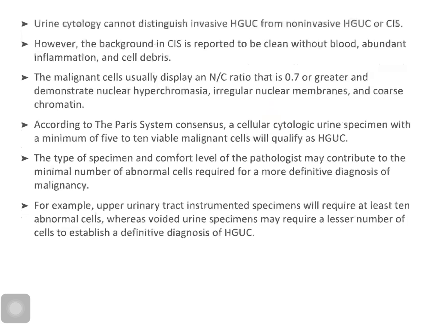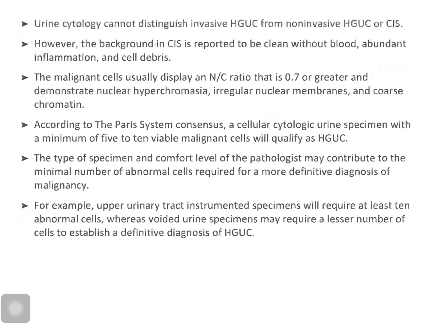Urine cytology cannot distinguish invasive high-grade urothelial carcinoma from non-invasive high-grade urothelial carcinoma or carcinoma in situ. However, the background in carcinoma in situ is reported to be clean, without blood, abundant inflammation and cellular debris. The malignant cells usually display an NC ratio of 0.7 or greater and demonstrate nuclear hyperchromasia, irregular nuclear membranes and coarse chromatin. According to the Paris System consensus, a cellular cytologic urine specimen with a minimum of 5 to 10 viable malignant cells will qualify as high-grade urothelial carcinoma.